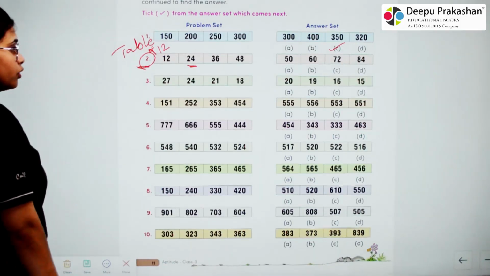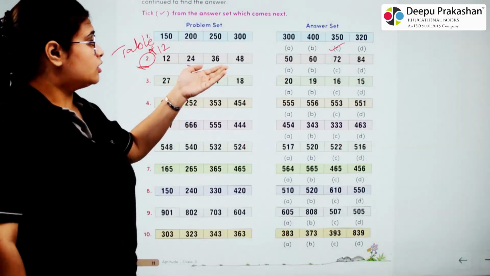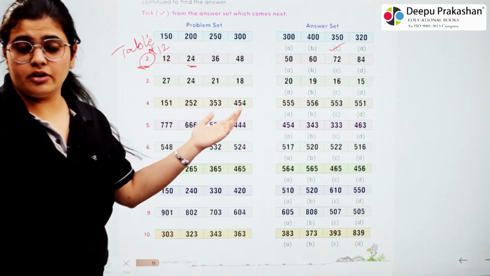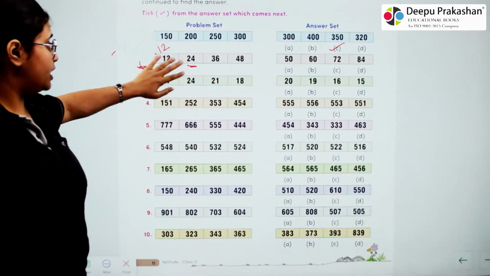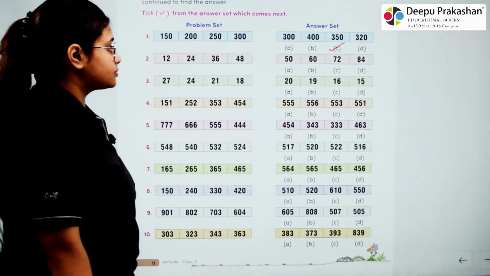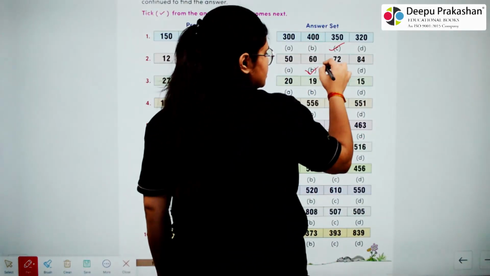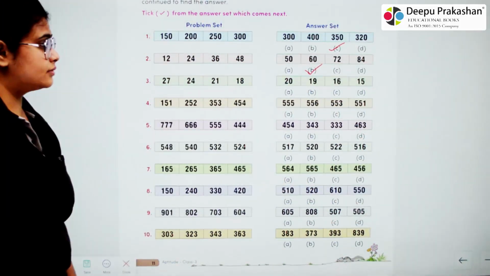Okay, so in the table of 12, the number that comes after 48 is 60. Okay.